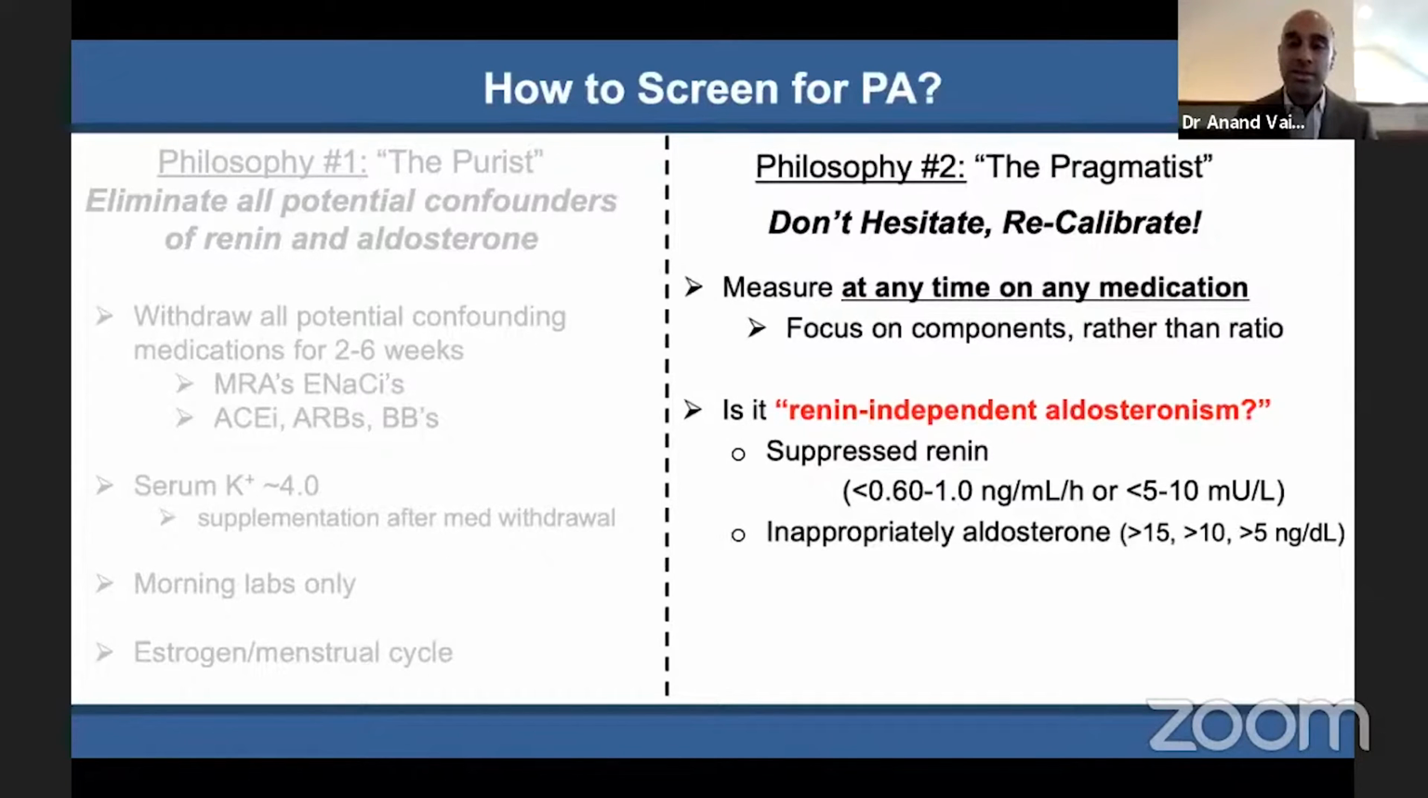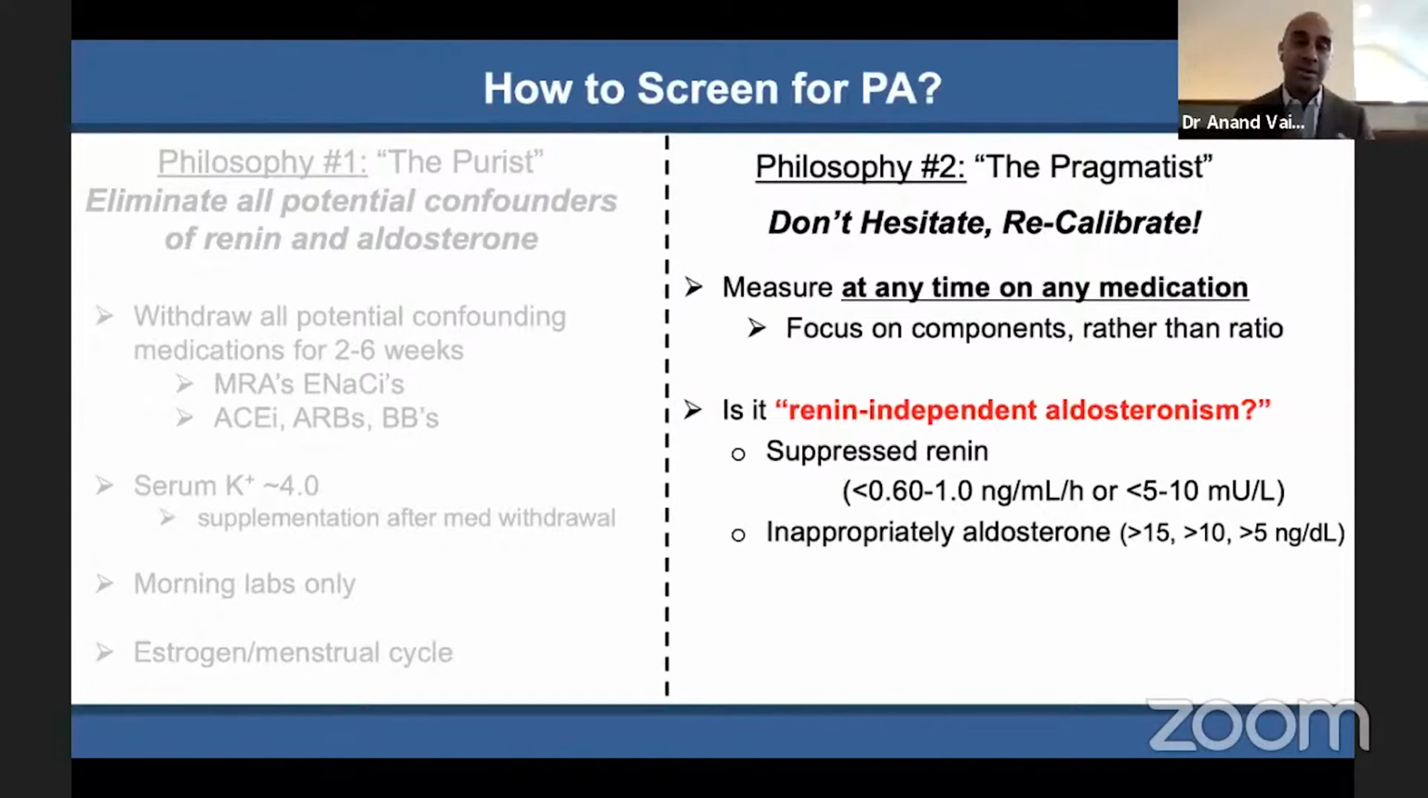You're trying to convince yourself that the patient has renin-independent aldosterone production. So step one, is the renin suppressed? For renin activity, that's less than 0.6 nanograms per milliliter per hour, but also you can use more liberal, less than 1. If you use renin concentration, ideally less than 5 milliunits per liter, but even less than 10 is acceptable. Once the renin is suppressed, the second and most important and philosophical question: is the aldosterone production inappropriate?